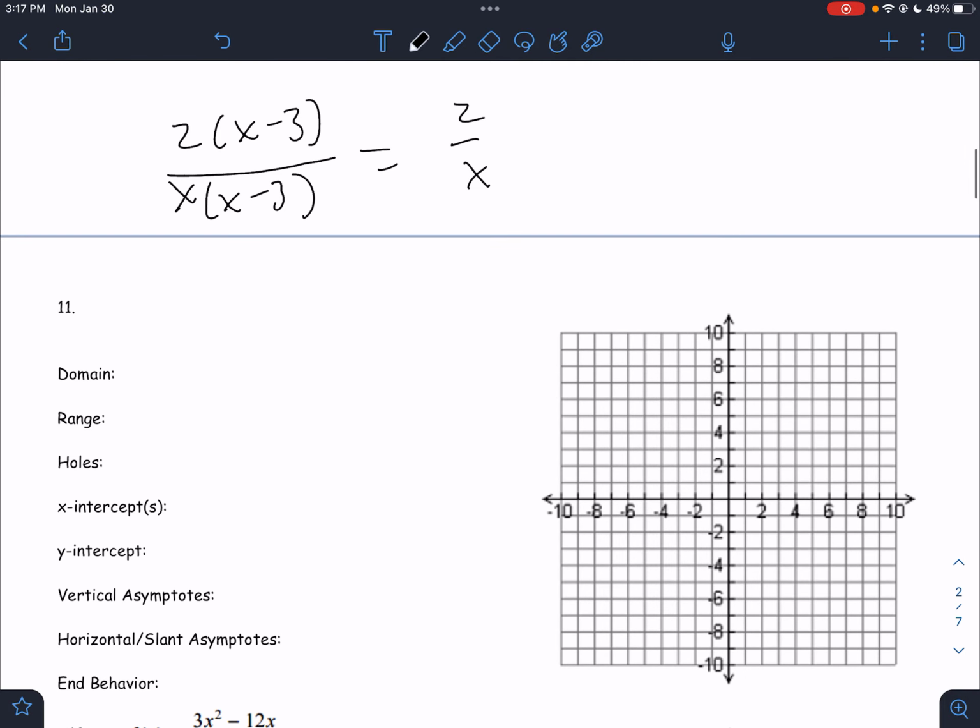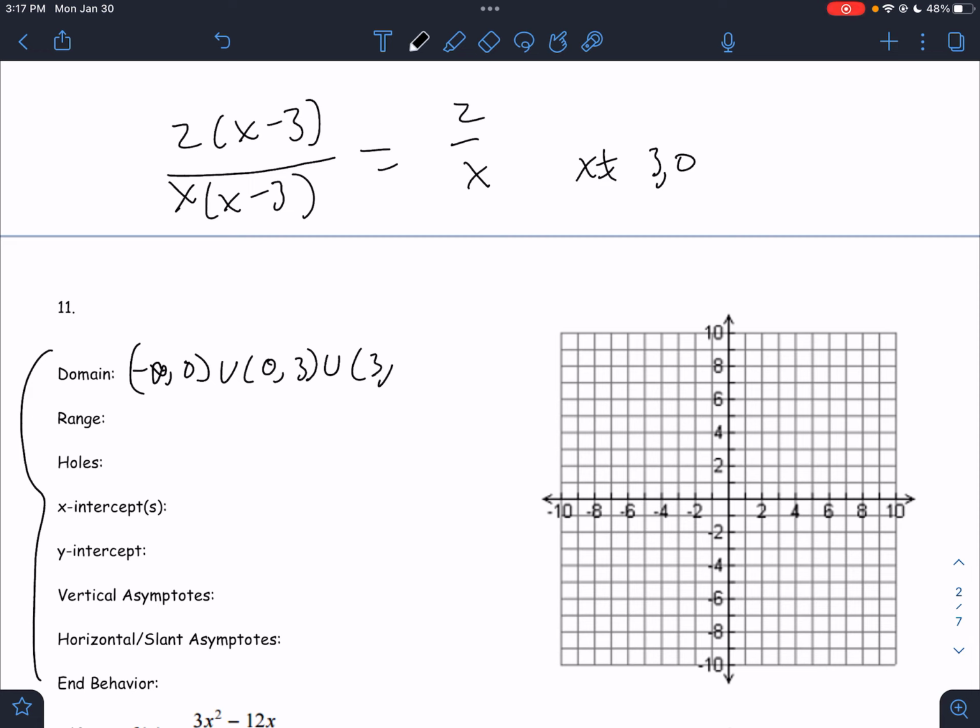I graph it last. I'm going to answer all these questions before I graph it. I think that's easier to do. Domain: I need to know what numbers break my domain. Anything that's in the denominator at any point breaks the domain. So x cannot equal 3 or 0. So negative infinity to 0, there's my first break. 0 to 3, there's my second break. 3 to infinity, and we're done.